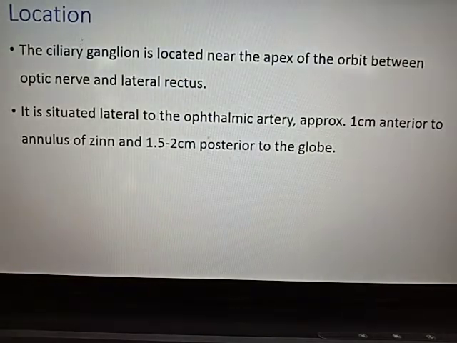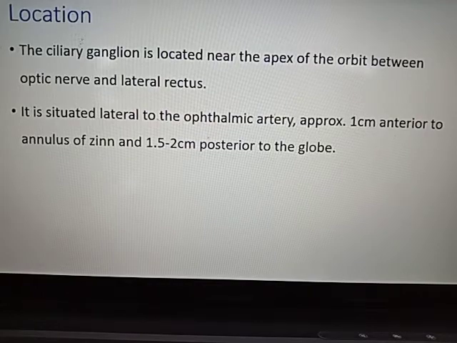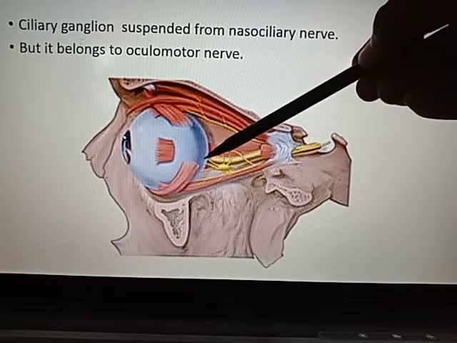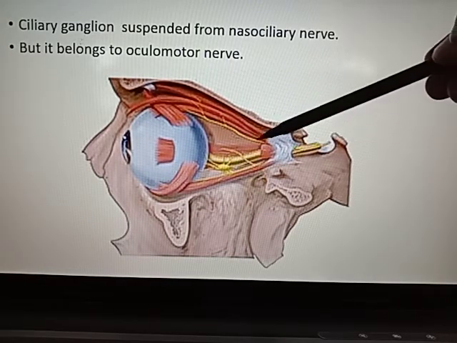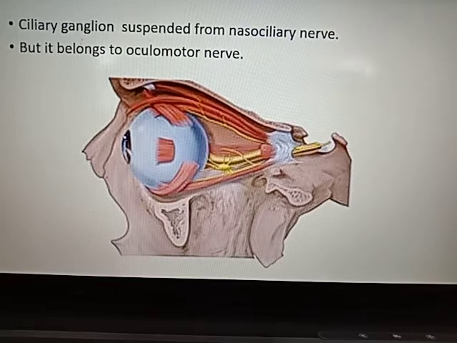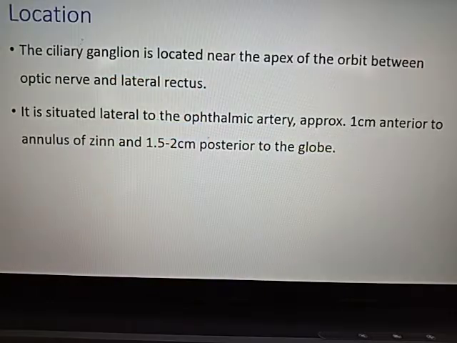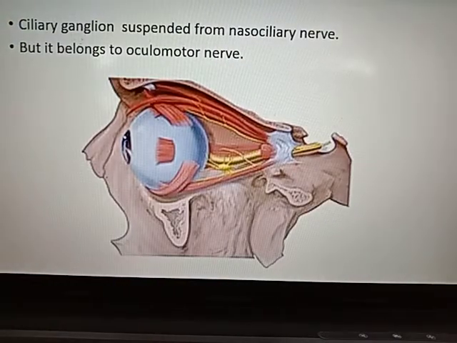Not only that, it is situated lateral to the ophthalmic artery, approximately 1 cm anterior to the annulus of Zinn and 1.5 to 2 cm posterior to the globe. So it lies 1.5 to 2 cm posterior to the globe, and in this region there is the annulus of Zinn. It lies around 1 cm anterior to this annulus of Zinn. You all know this annulus of Zinn. It is a tendinous origin from which the extraocular muscles take origin, and the optic nerve enters the orbit through this region.